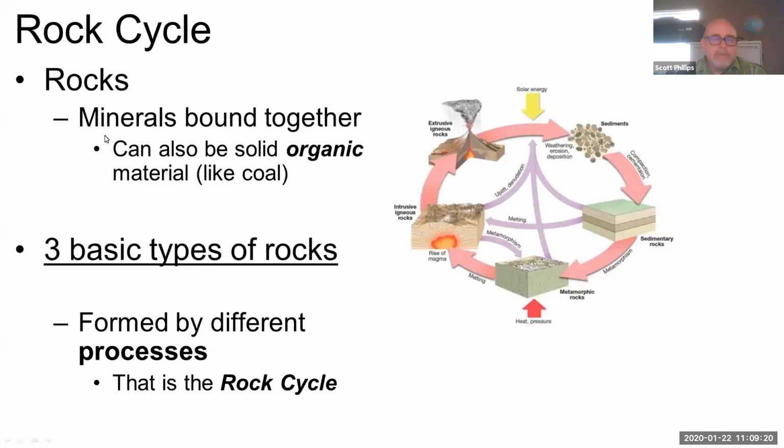So rocks are generally minerals that are bound together. Occasionally, they can also be created from what we call organic material, like coal, which is made of compressed plants over millions of years. But with the rock cycle, we want to discuss three basic types of rocks, and they're formed because of different processes. They can sometimes interact with each other, but this is an illustration of what we call the rock cycle. So let's go over those three different rock types.